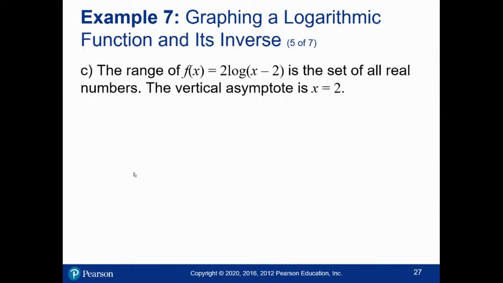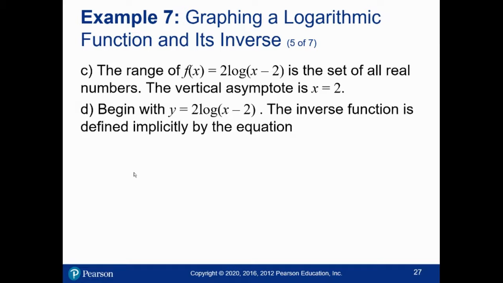So now the range is all real numbers. The horizontal shift totally did not change the range, and stretching by a factor of 2, if you started with all real numbers and then I stretched to be twice as much, that's still all real numbers. The vertical asymptote, however, did get shifted 2 units to the right. So the vertical asymptote is x equals 2.